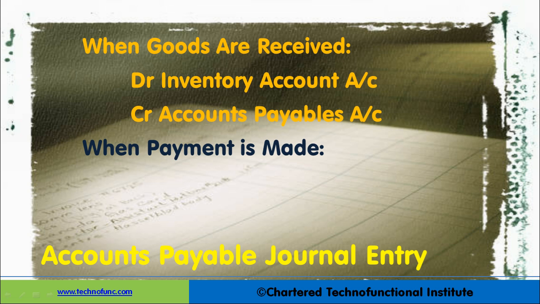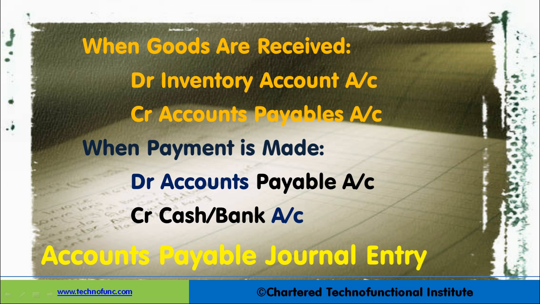Making payment to the supplier. Once the payment for the invoice is released, funds get released from the bank or cash and the amount due to the supplier gets knocked off. For this part the accounting entry is debit accounts payable account, credit cash/bank account.